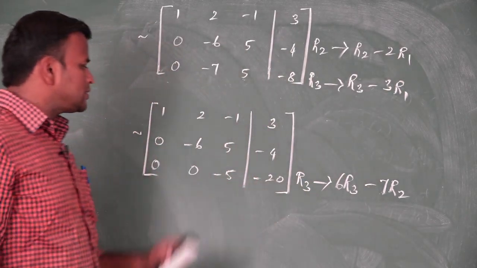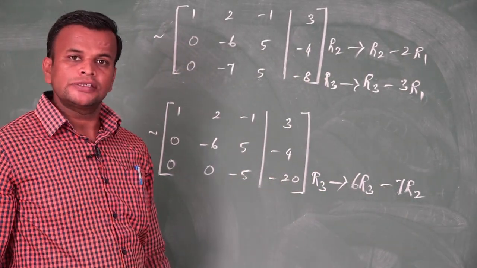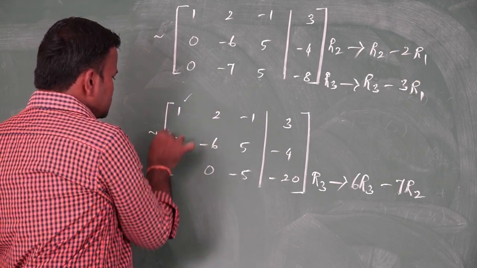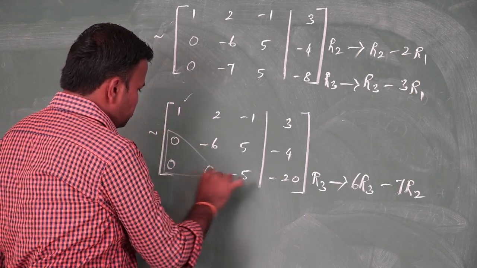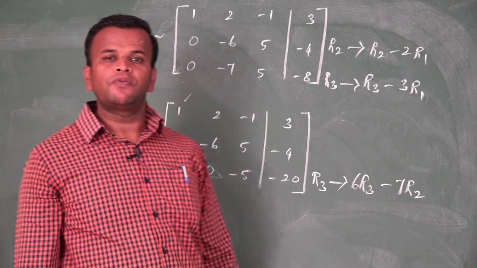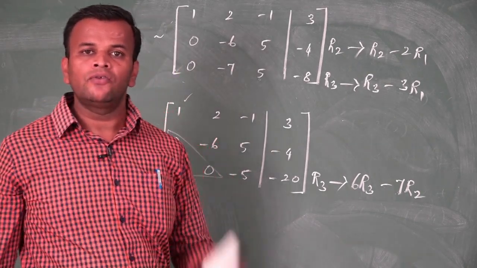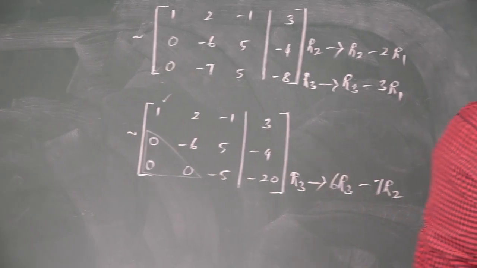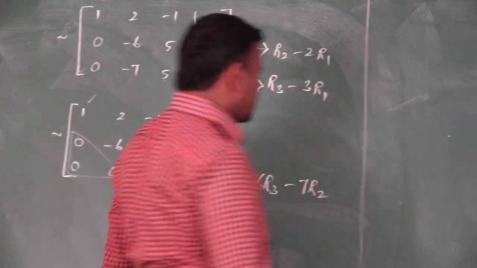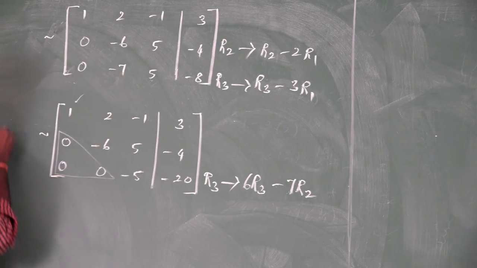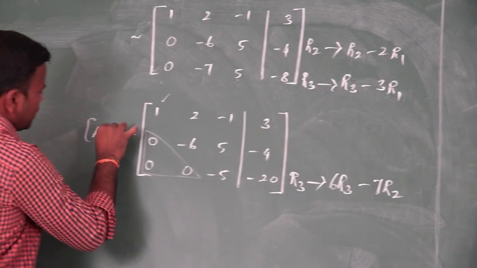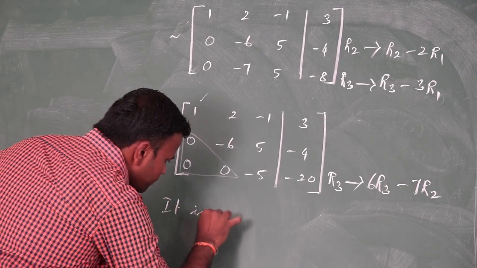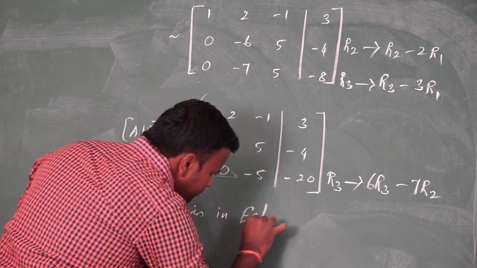Now you see it is in echelon form. Yes, this is in echelon form. The first row, first element is 1 and at least this triangle shape of elements become 0. So now this form is called an echelon form. We write it is in echelon form. Actually it is a value of A by B. It is in echelon form.